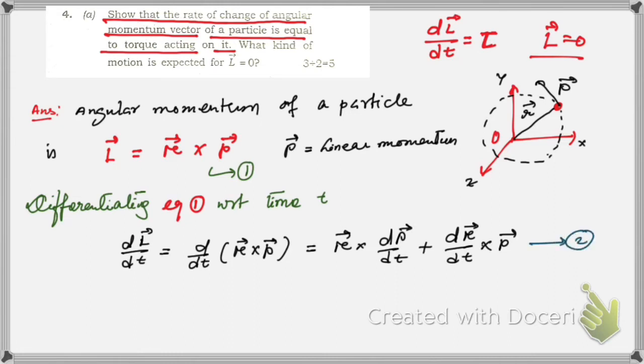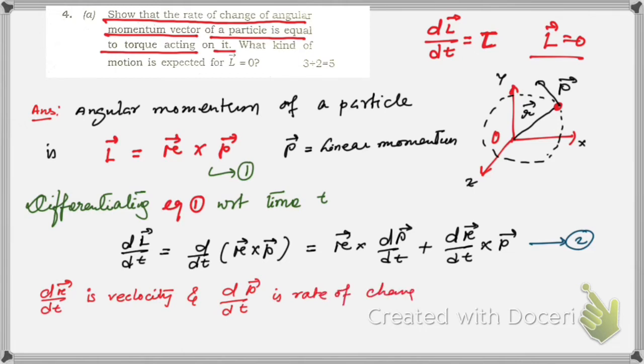Now here you see dr by dt is the velocity, and dp by dt is the rate of change of linear momentum of a particle at any instant. So dr by dt is nothing but the velocity, and dp by dt is the rate of change of linear momentum at any instant.